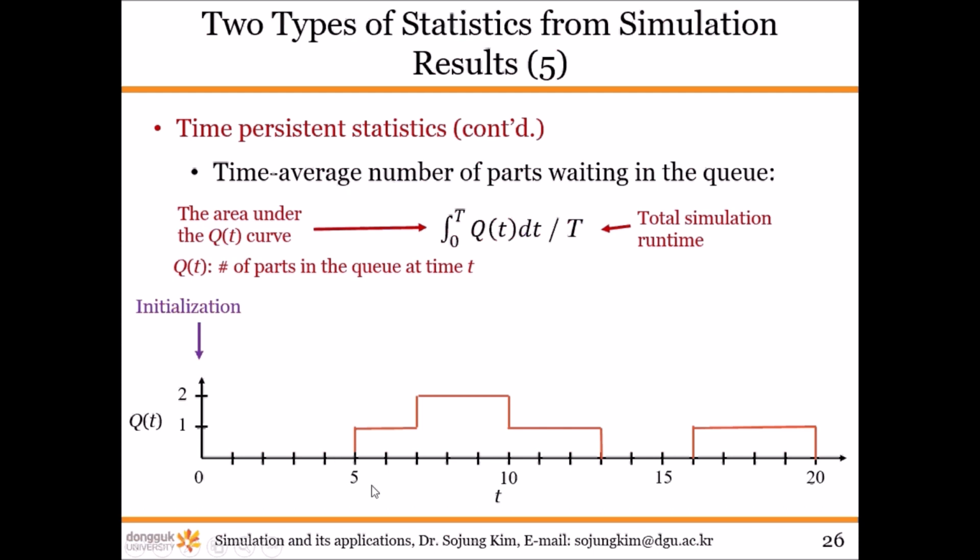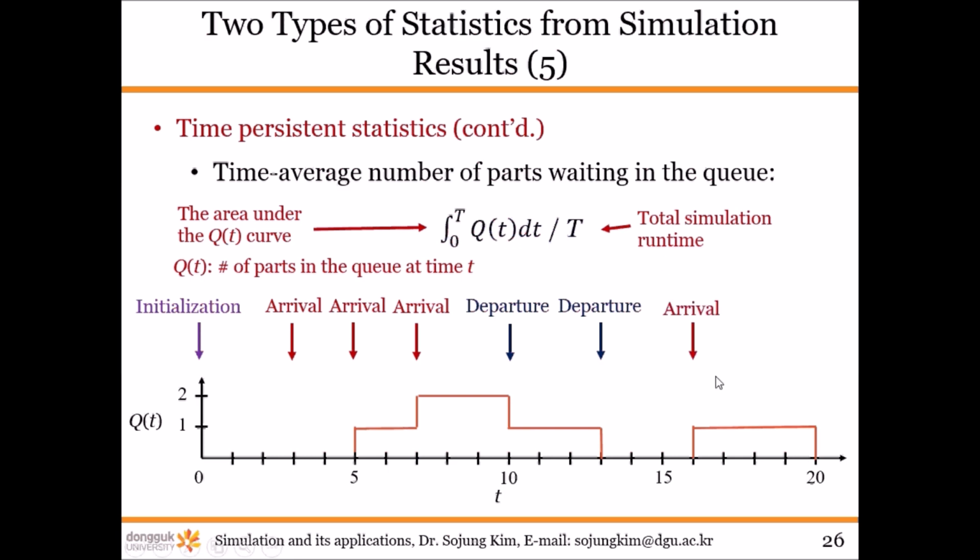So here in this example, we have one entity from time 5 to 13, right? And there were two entities sometime between 7 and 10. And also there was one entity in the queue from 14 to 20. Here are the arrival events and departure events, and here is the end event, because we run the simulation for 20 minutes. That's why at time 20 we have the end event.